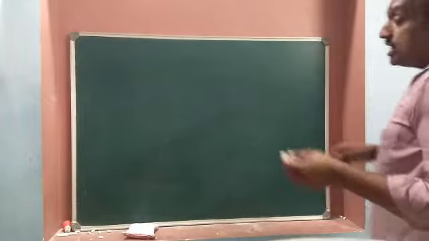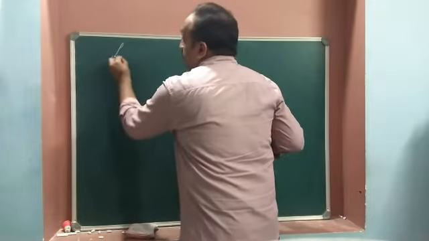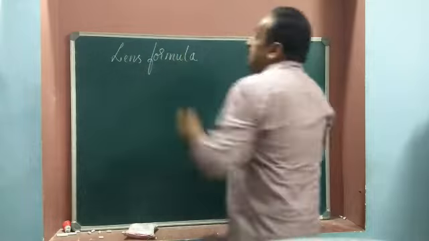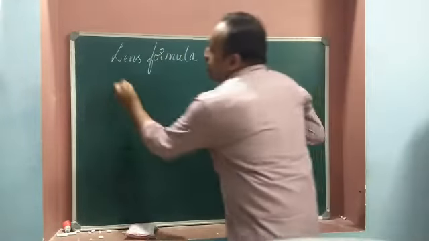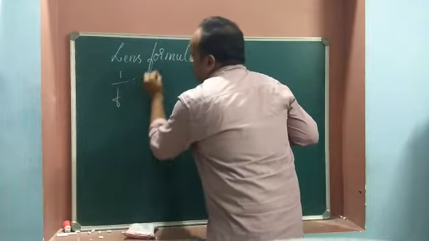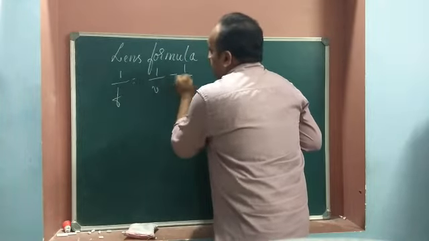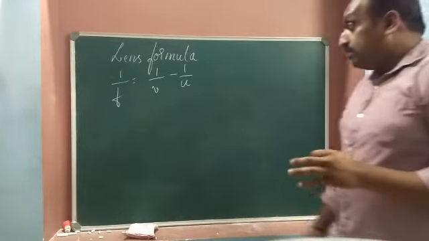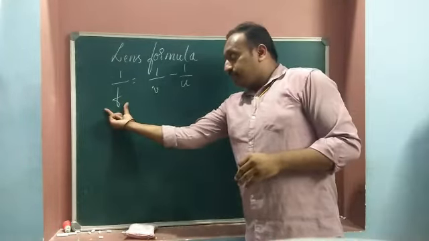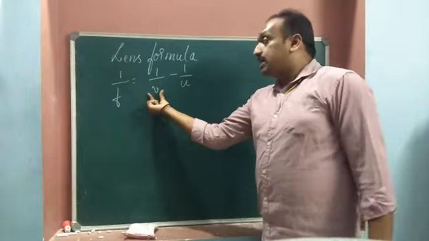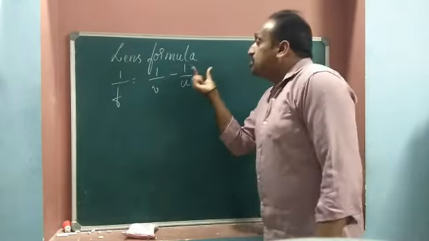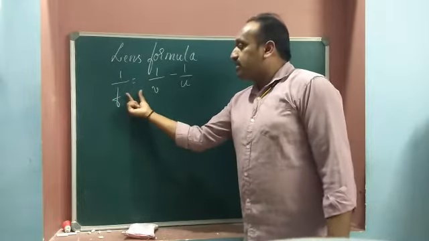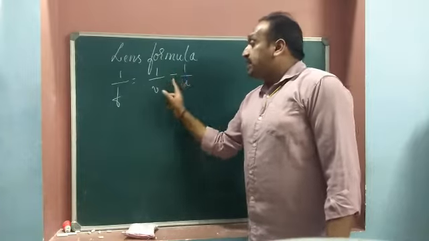Okay students, now go for lens formula. Lens formula says that 1/f = 1/v - 1/u. This is standard and it is fixed. See here, f represents the focal length, v represents the image distance, u represents the object distance. So 1/f = 1/v - 1/u.